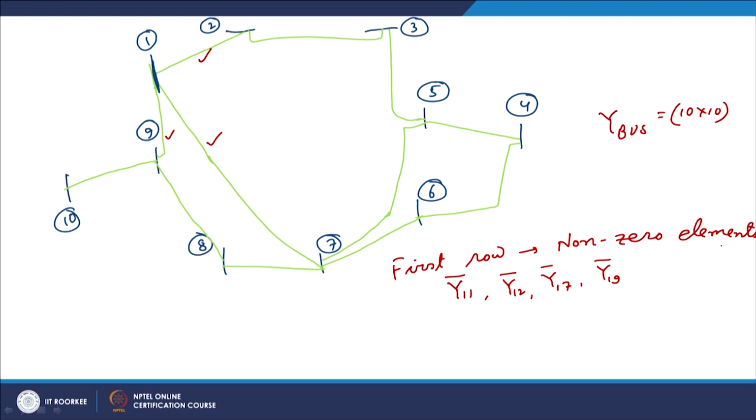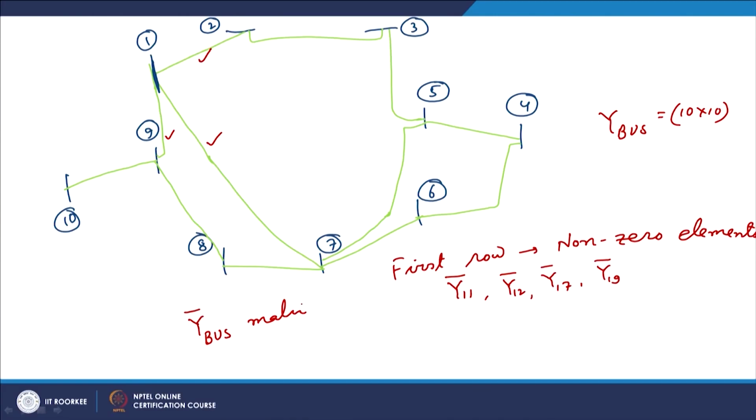So, what we are seeing is that although it is a 10 cross 10 matrix, in each row not even 50% of the elements are non-zero. Therefore, in this matrix more than 50% of the elements are 0, because not every bus is connected to all the other buses. At best any particular bus is connected to hardly a maximum of 3 to 4 buses. So, in any row most of the elements are 0.